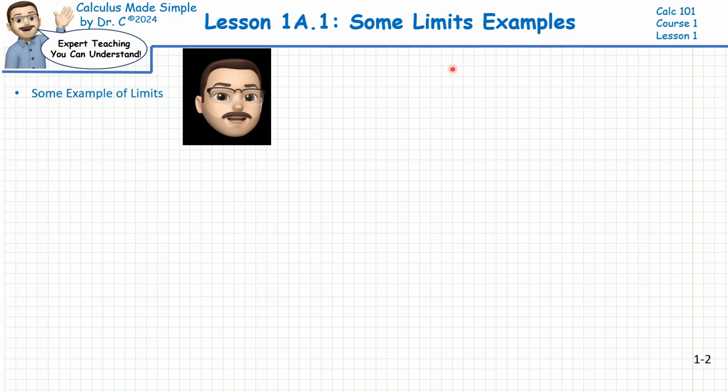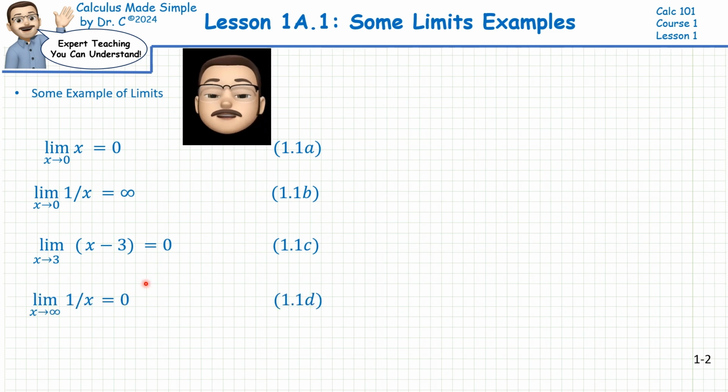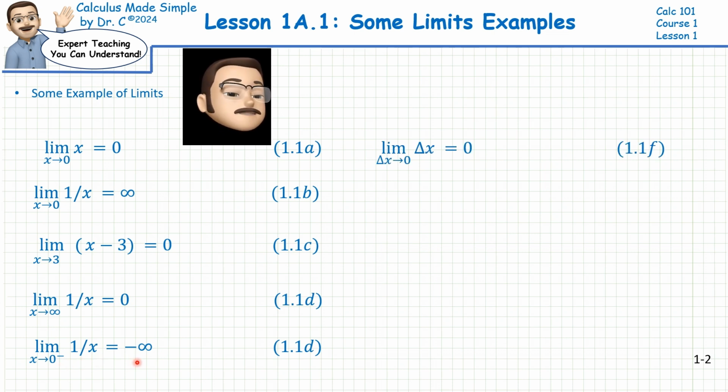In this slide, we're going to talk about some examples of limits. The limit as x approaches 0 of x is equal to 0. The limit as x approaches 0 of 1 over x is infinity. The limit as x approaches 3 of x minus 3 is equal to 0. The limit as x approaches infinity of 1 over x is equal to 0. The limit as x approaches 0 from below, that's what that minus sign is, of 1 over x is equal to minus infinity. The limit as delta x approaches 0 of delta x is 0.